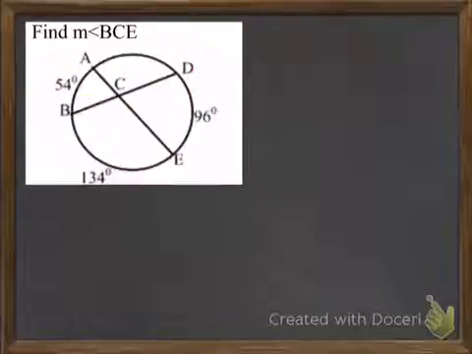Okay, our next circle is an angle formed by a chord. And how to identify that is that the vertex is inside of the circle. Well, you have to find the measurement of angle BCE. So we're going to highlight that in yellow. Okay, once you identify what you have to find, you have to figure out what theorem you're going to use.